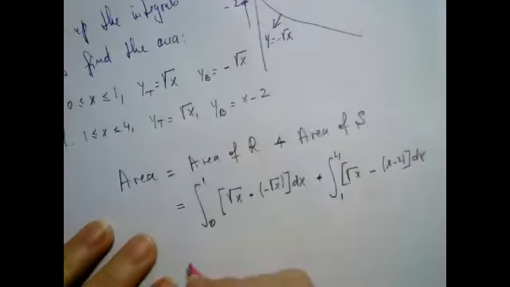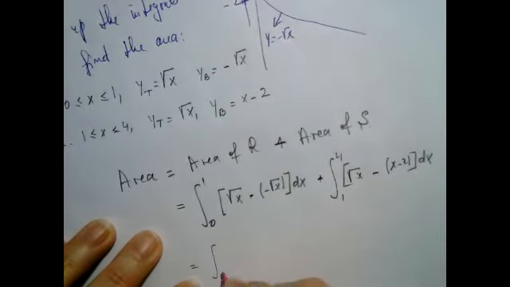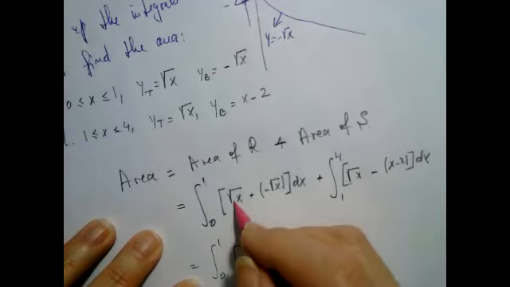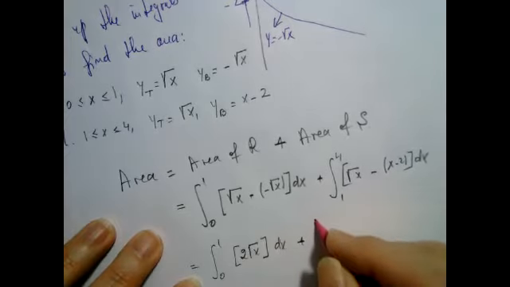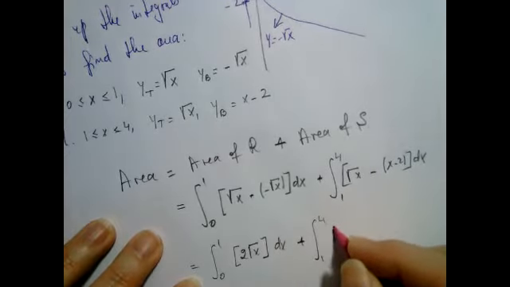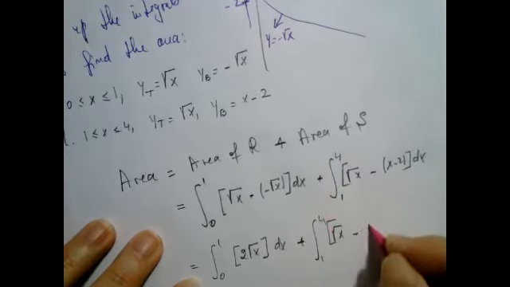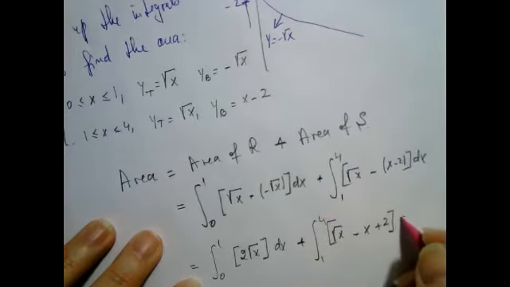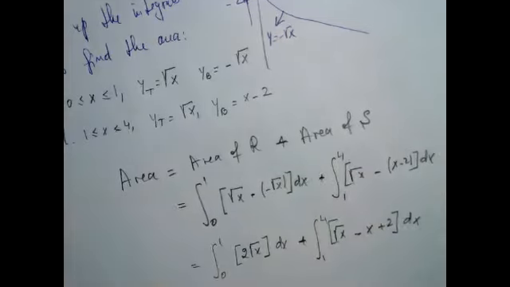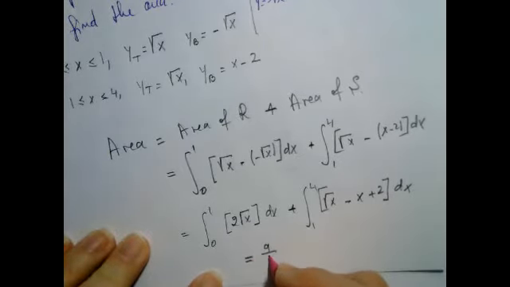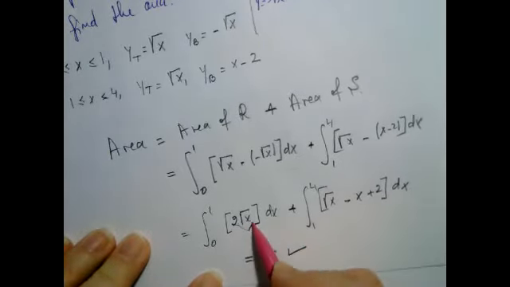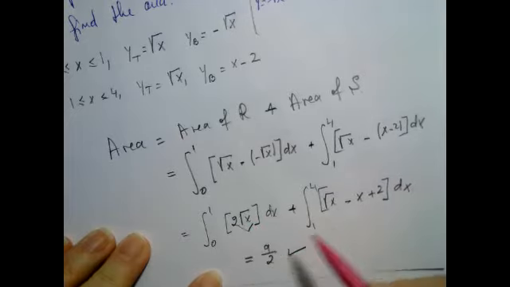Okay. So finally, this is equal to the integral from 0 to 1 of root x minus root x, which is 2 root x dx, plus that, minus x plus 2. Okay. Now I will not really compute that. You guys can do it. This is easy. You should get 9/2 because the antiderivative of square root of x is easy.